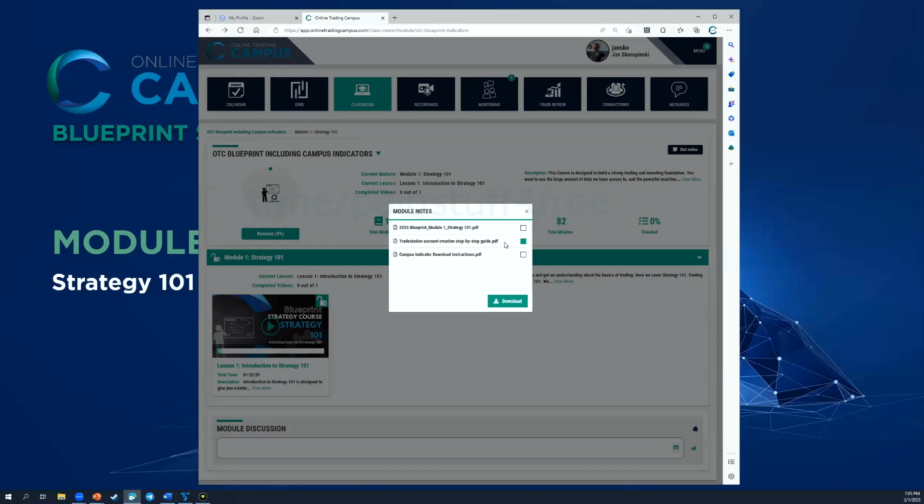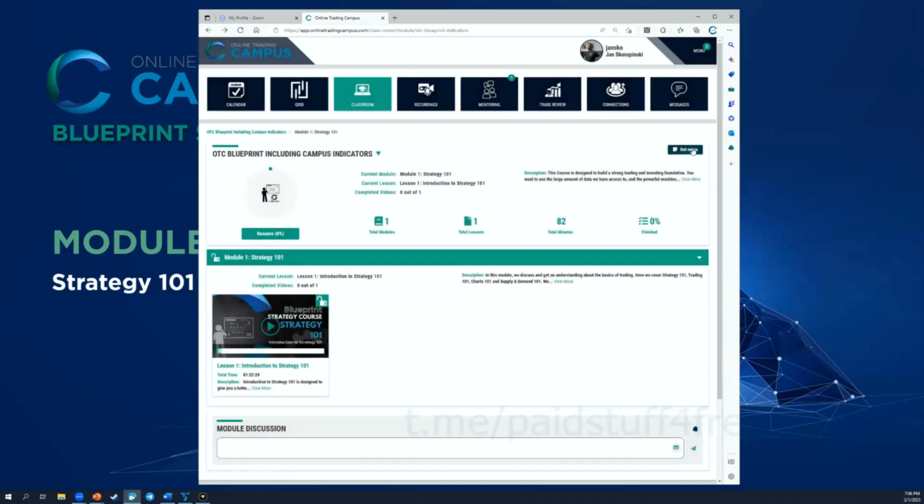Then what you also find as of today is, if you're new, there's a TradeStation account creation step-by-step guide. And there's the Campus Indicator download instructions guide. If you already expressed to subscribe to those indicators and you've been in contact with us, then this is where you would get the Campus Indicator download instructions. And as we go along, we will continue to add important notes here at the Get Notes function.